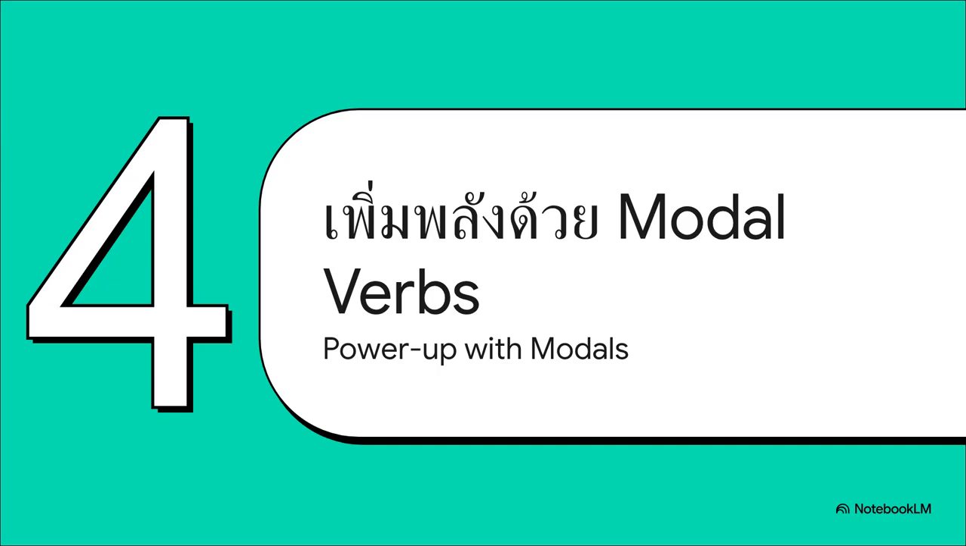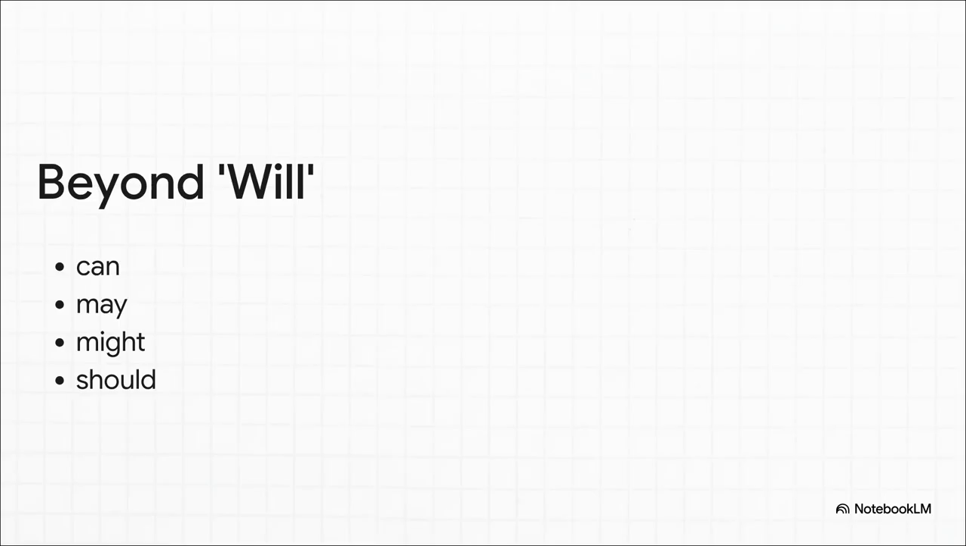Now, what if the result isn't 100% certain? What if it's just a possibility, or you want to give some advice? Well, this is where we can really power up our sentences by swapping out will for other modal verbs. So instead of just using will, you can use words like can to show ability, may or might for things that are possible but maybe less certain, and should for giving advice. This is going to add so much more nuance and make you sound a lot more natural.